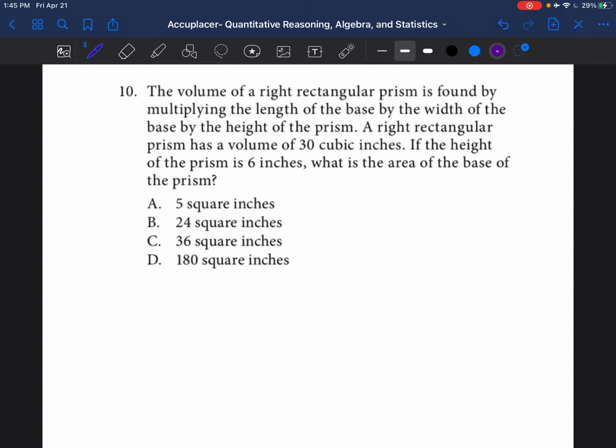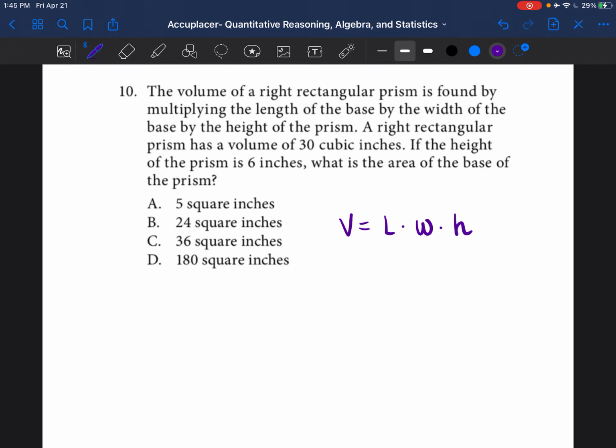All right, so problem number 10. It says the volume of a right rectangular prism is found by multiplying the length of the base by the width of the base by the height of the prism. Okay, so all that is saying is volume is equal to length times width times height. That's all that is saying.